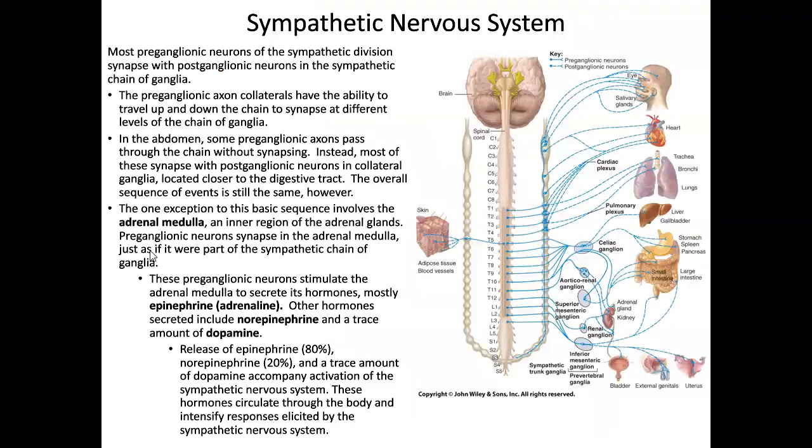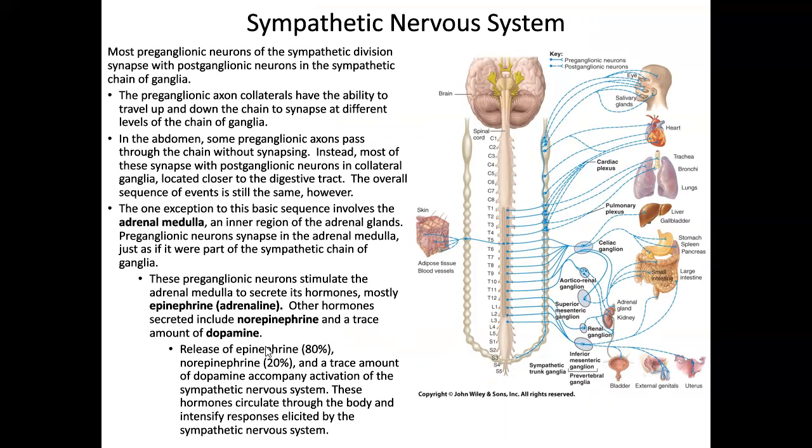Now, in response to sympathetic activity, those chromaffin cells of the adrenal medulla secrete three chemicals into the bloodstream. Mostly it's epinephrine.